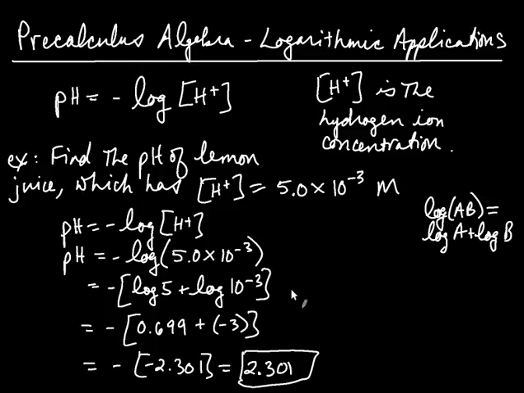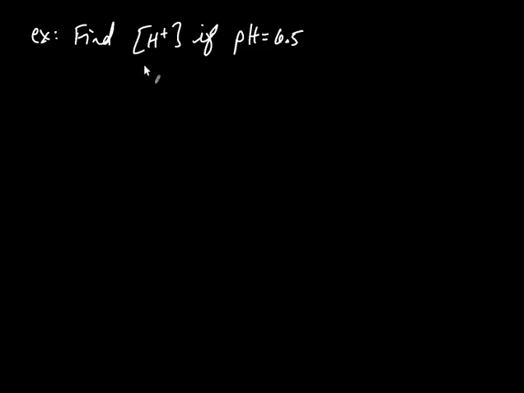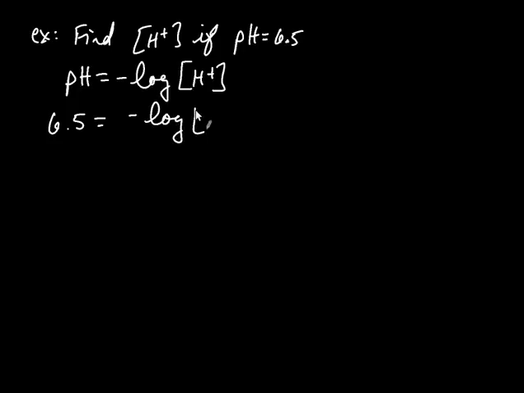So now other problems, instead of finding the pH, could ask us to find the hydrogen ion concentration. Let's go ahead and do that now. For example, find the hydrogen ion concentration if the pH is 6.5. Again, we use the same definition. The pH is equal to the negative of log of the hydrogen ion concentration. So the pH is given, right? 6.5. So 6.5 is there. And then we want to solve this equation for the hydrogen ion concentration.